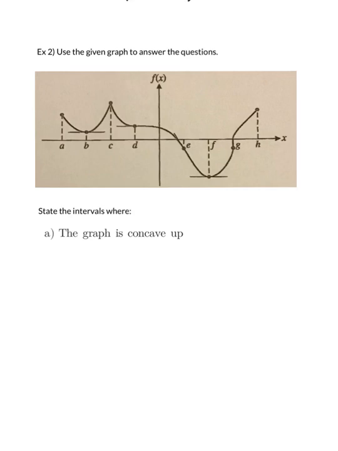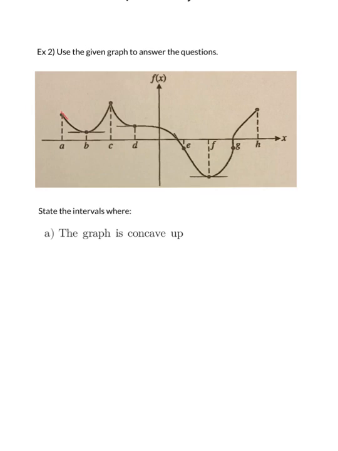On example 2, I have a picture that I have given, and we want to state the intervals where various things are true. And question A is, where is the graph concave up? We don't know what these numbers are. They're using letters instead, so we're going to go by x value to x value using the letters. So where is this concave up? Where is it cupping upward? Let's just be very systematic and start from the beginning.